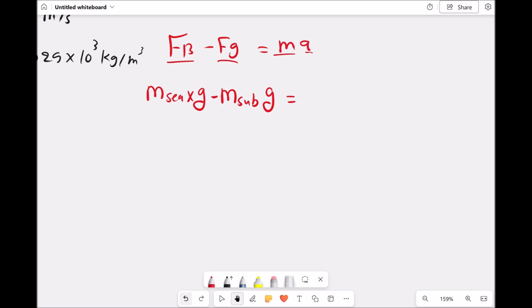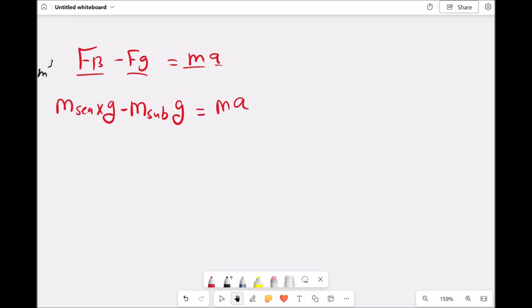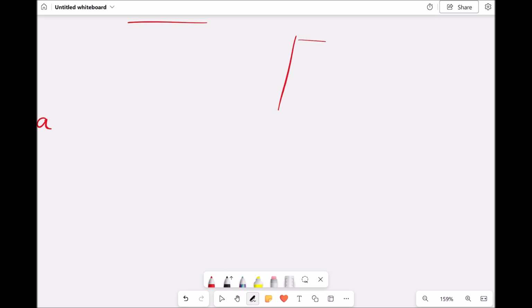Well, let's just leave this part for the next step. Let's just write MA. Now look, guys, as you remember, density was equal to mass over volume. Mass was equal to what? Was equal to density multiplied by volume.